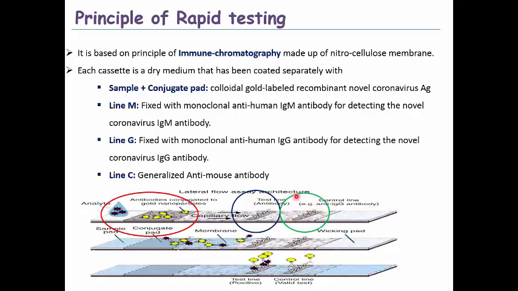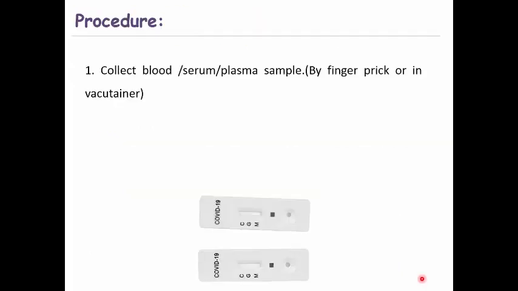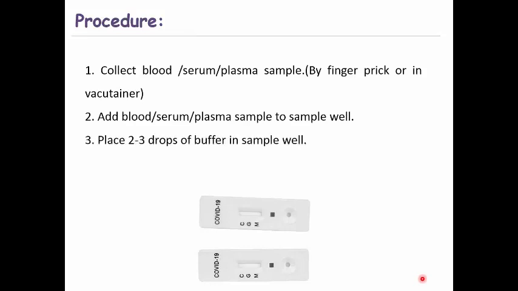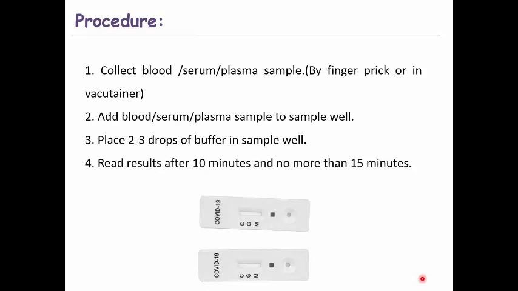So it will always give the positive color when our serum sample comes across. Okay, so this is the principle of rapid testing. So what is the procedure? It's very simple. Just collect the blood by fingerprinting or pricking, or serum or plasma. Add almost 10 microliter, that is 3 to 4 drops of the blood. Place 2 to 3 drops of the buffer for better capillary action, and read the result after 10 minutes.